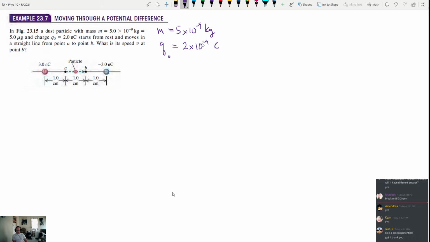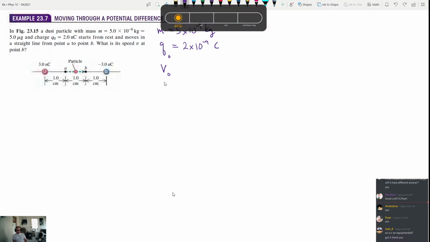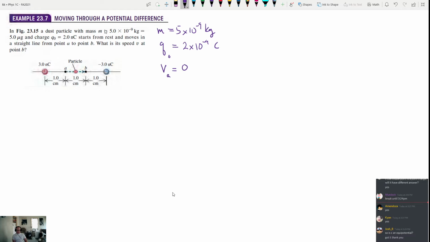It's positive. It says it starts from rest, so we know that it has an initial velocity equal to 0. And because that's at point A, we'll call this VA. So VA is equal to 0. There's going to be some problems here with the V's, that's fine though. It starts from rest, and it moves in a straight line from point A to point B. What is its speed V at point B? We want to find its velocity at this location.